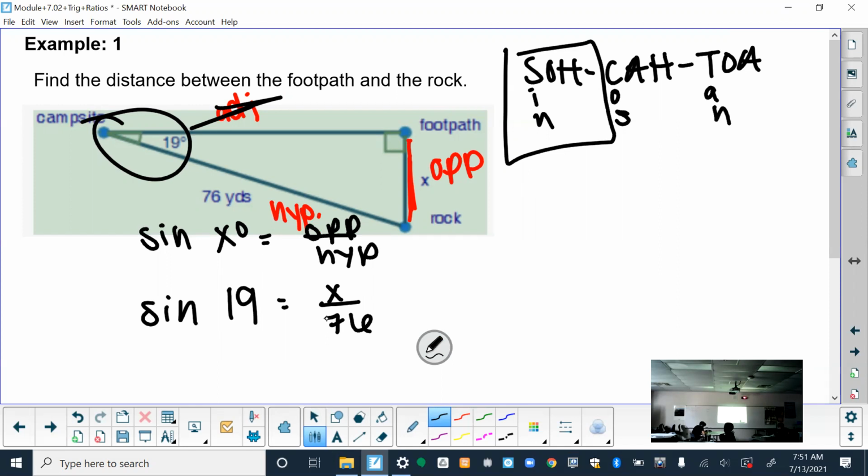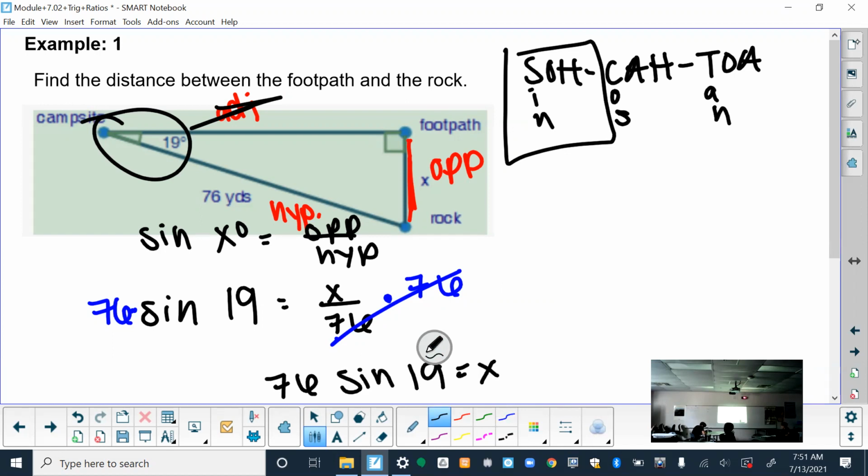All right, for this, you will want to get the x by itself. So do the opposite of what's being done. What's opposite of dividing by 76? Multiplying by 76. And what you do on one side, you have to do to the other side. So on the right side, the 76's will cancel. On the left side, this is what I have. I have 76 sine 19 equal to x.